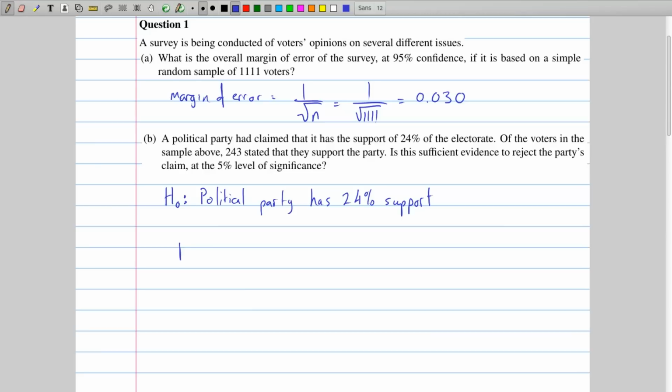So we have to find what's called the population proportion, which is the proportion of people in this survey who support the political party. And that, in this case, is 243 out of 1,111. And that turns out to be 0.2187. Then we have to construct what's called a confidence interval. And to do that, we say there's a lower bound, that is the population proportion, minus the margin of error, 1 over root n. And the upper bound is population proportion plus the margin of error, 1 over root n.